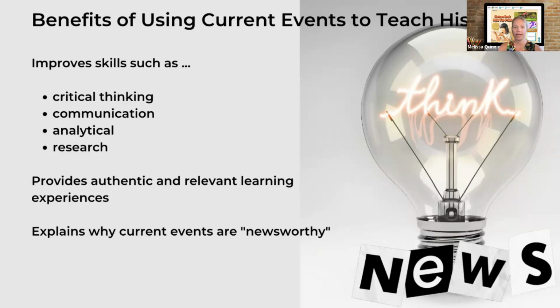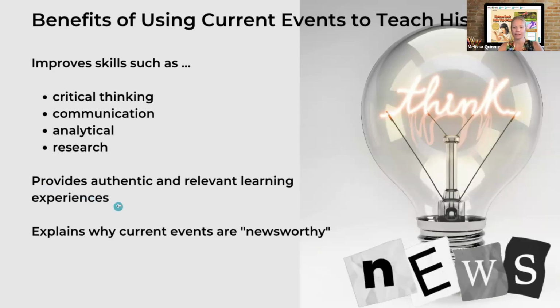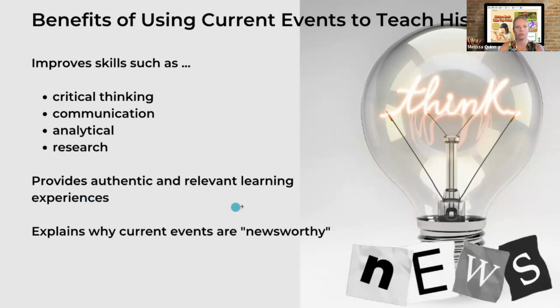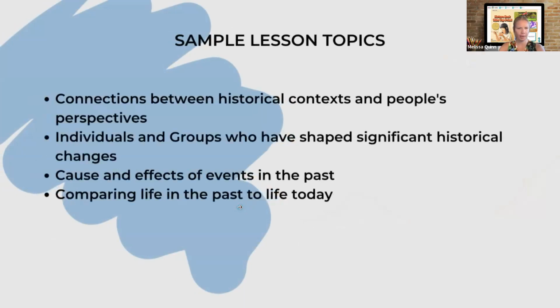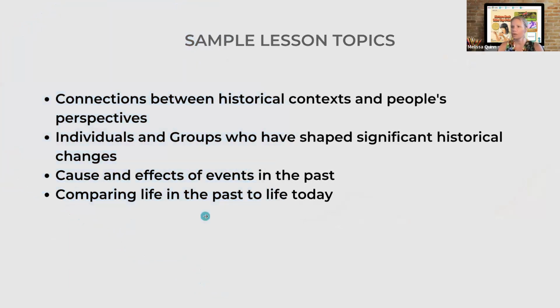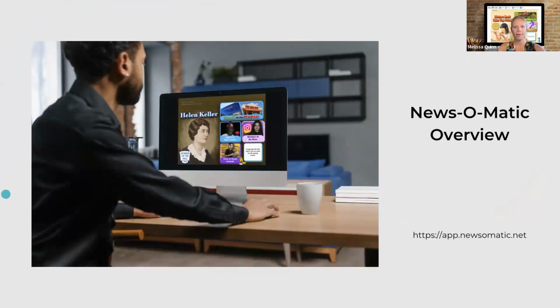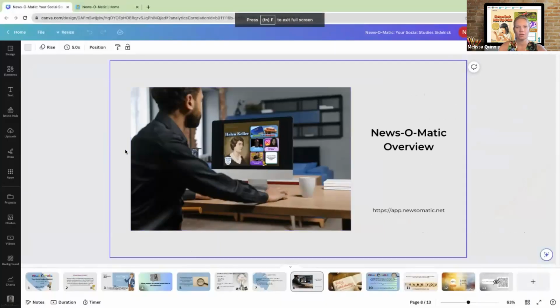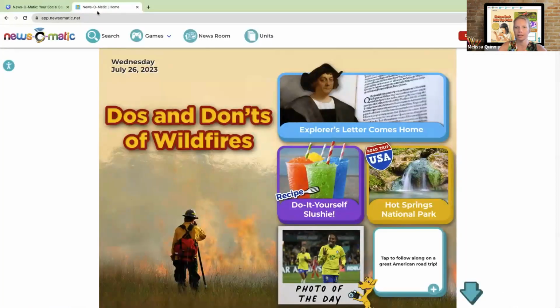So today we're going to look at a few lessons that cover topics including connections between historical contexts and people's perspectives, individuals and groups who have shaped significant historical changes, some causes and effects of events in the past, and then comparing life in the past to life today. So let's go ahead and explore News-O-Matic's user-friendly online learning platform, and we'll show you how seamlessly it integrates into your ELA and social studies instruction.